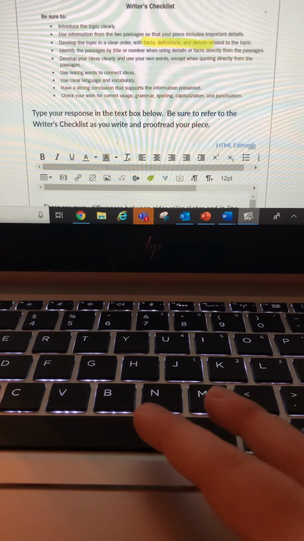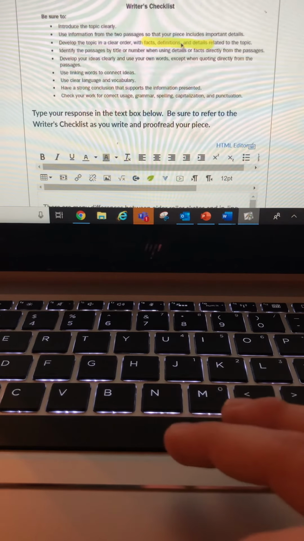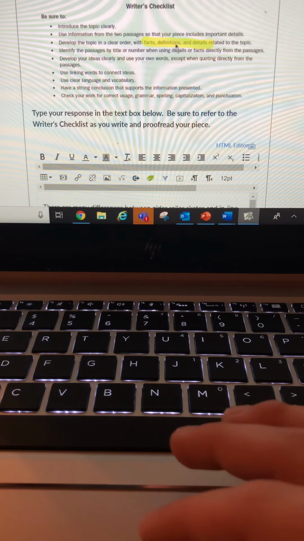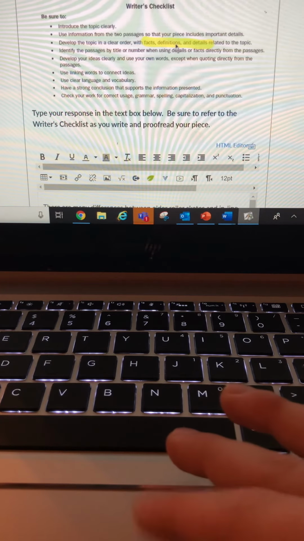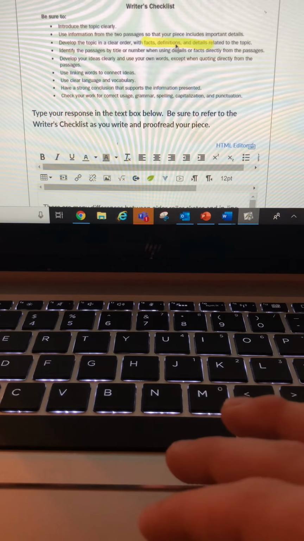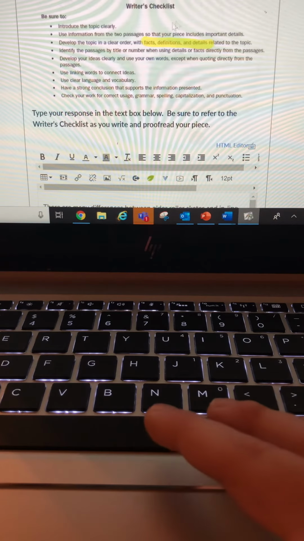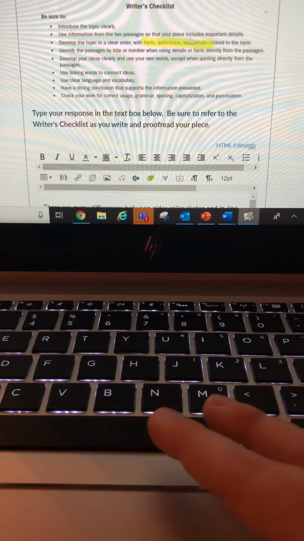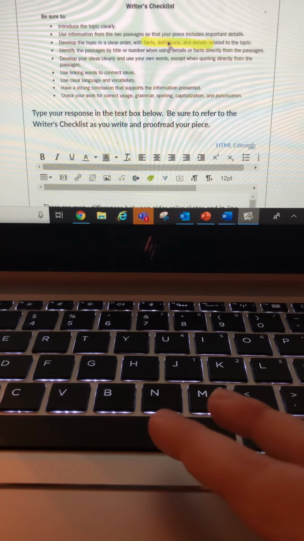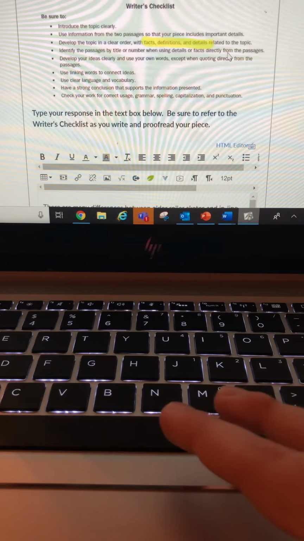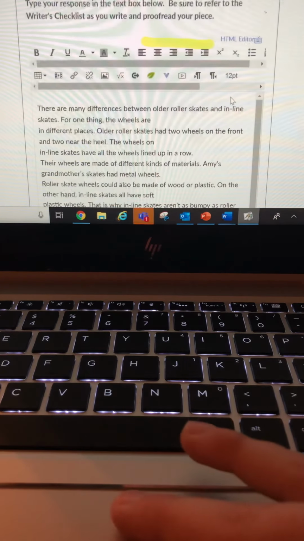And then the biggest one of all is actually facts, definitions, and details. Remember, facts are the things you can take from the passage. You can define words that you think your reader may not know. So maybe your reader doesn't know what inline skates are, or maybe your reader doesn't know what roller skates are. And then provide details. How do you know that roller skates are different than inline skates? What do the passages tell you that show you that they're different? And then you're going to type in your response below.